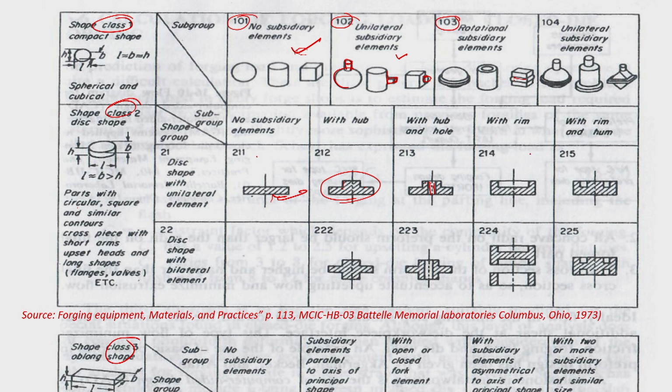Similarly, here there is a disc, but with a rim at the surface, only at the end there is a rim part, then that also is difficult to forge.